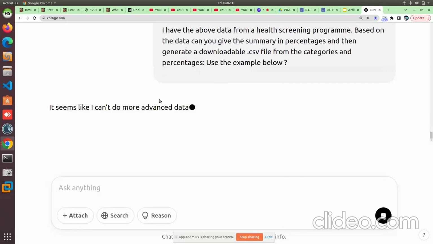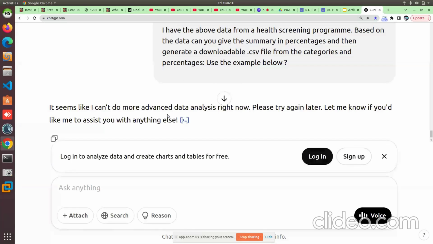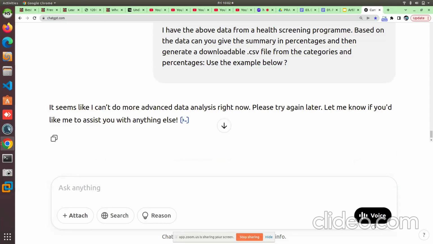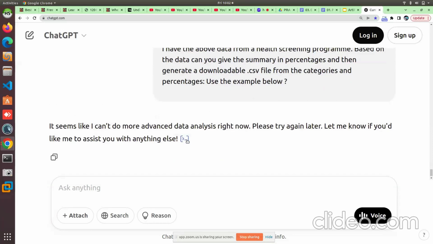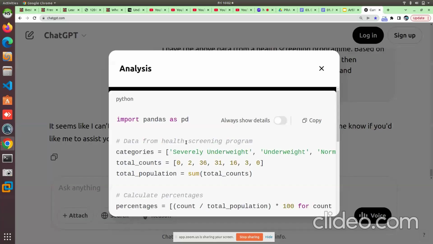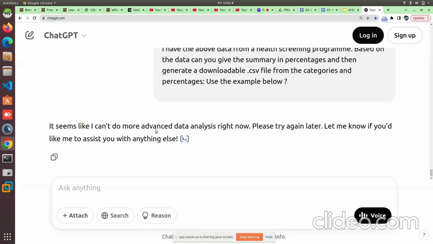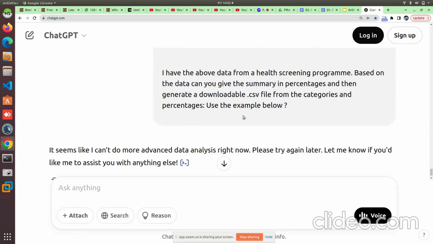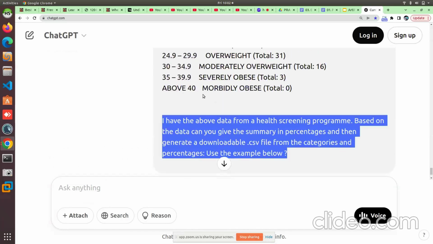It will think a little and start. Because I haven't logged in, it's telling me it's unable to do this for me. Okay, let me see. I should be able to do this here. I don't understand why it's not.